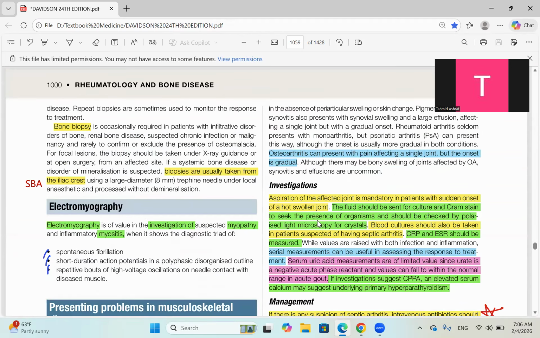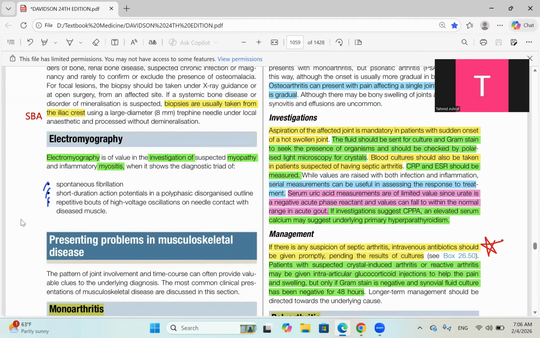Now, bone biopsy. Bone biopsy is taken from which area? The iliac crest. This is also very important for your single best answer. So bone biopsy is taken from the iliac crest. Electromyography is the investigation of myopathy and inflammatory myositis.